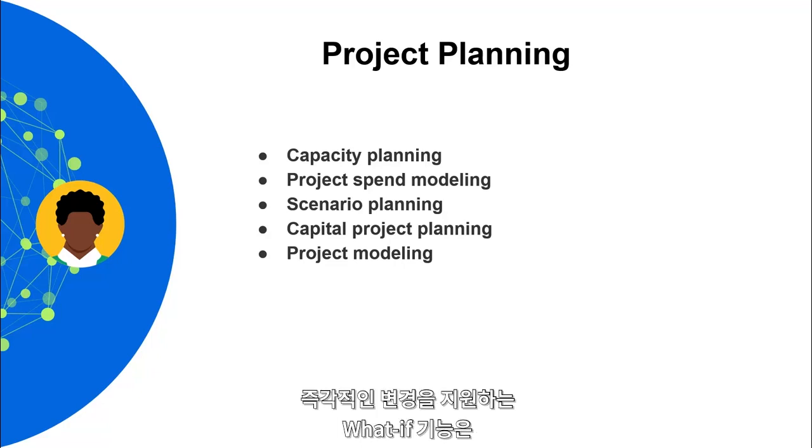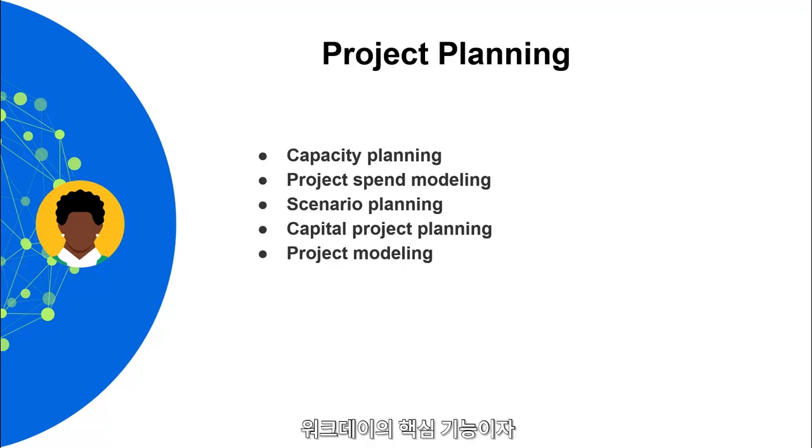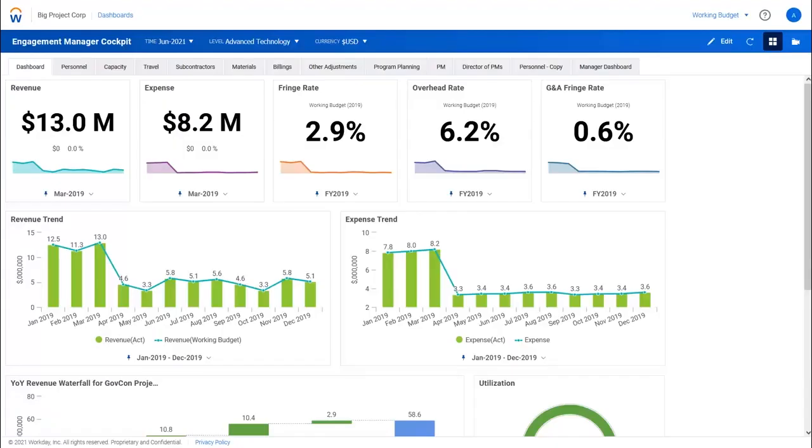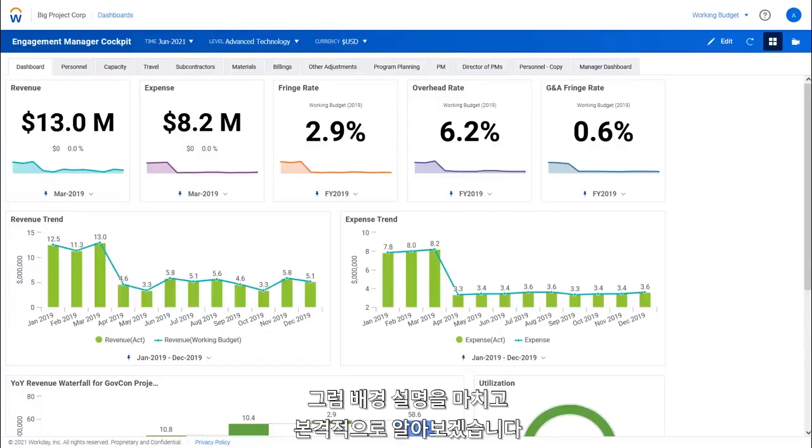What if capabilities, making changes on the fly, is a really key capability, and that's one of the things that we do essentially out of the box. We'll also get into capital planning and project modeling as well. So with that in mind, let's jump right in.